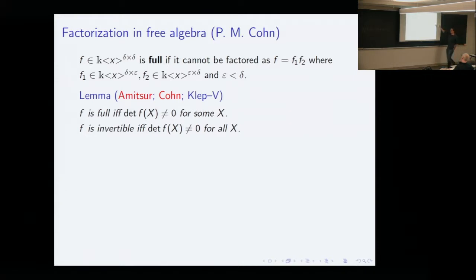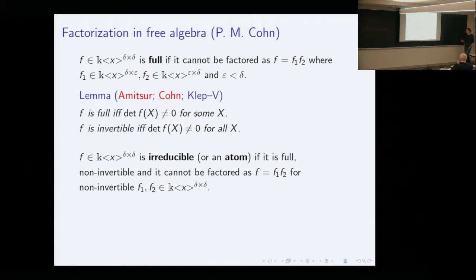So that's basically back to Malcev and Cohn. Being full means that at least at some point f of x is going to be invertible. And when I say f invertible, I mean invertible inside this ring, so that I also have a polynomial inverse, which corresponds to the determinant of f of x being non-zero for all x. So if you want to think just about the case delta equals 1, full just means that it's a non-zero polynomial, and invertible just means it's a constant polynomial. That's the scalar case, delta equals 1. And now I want to talk about factorization.